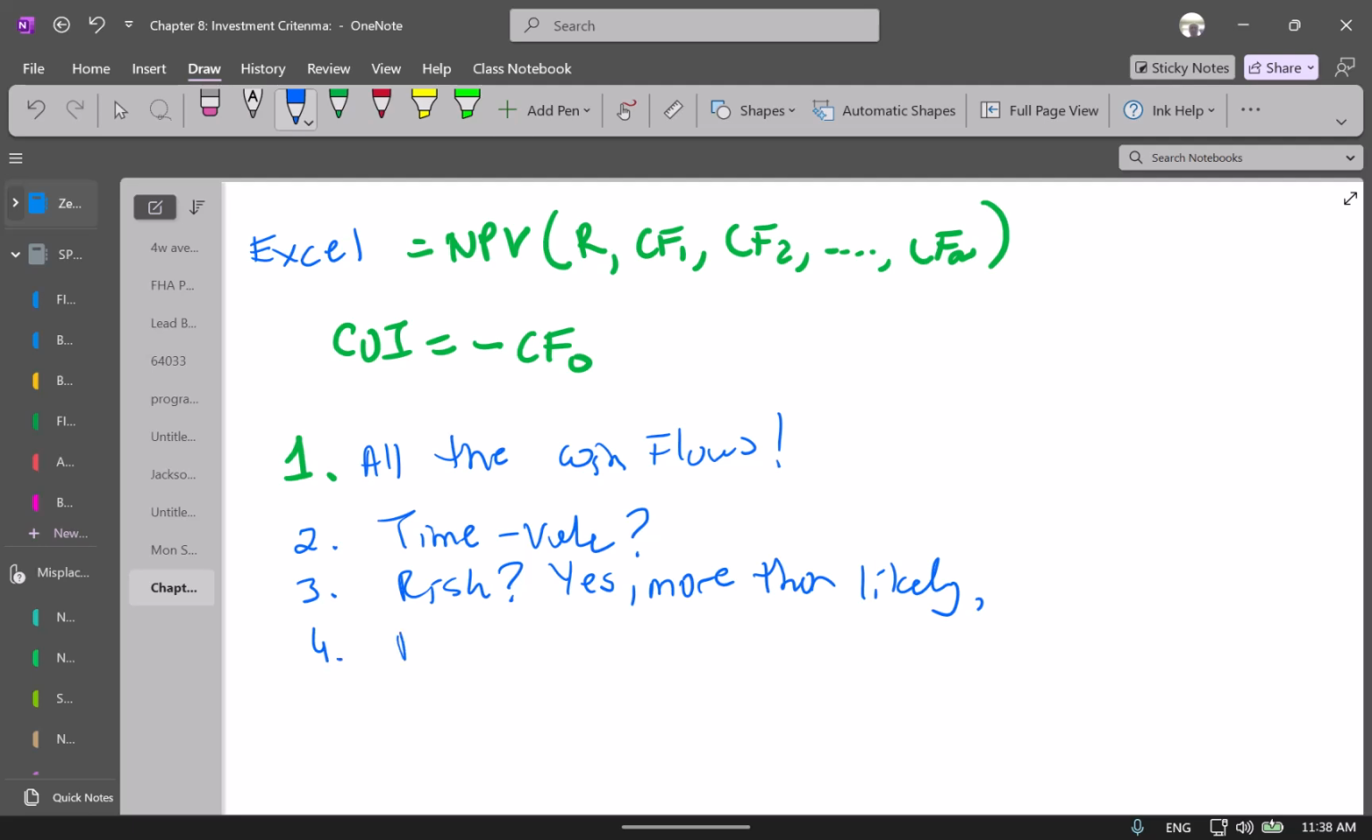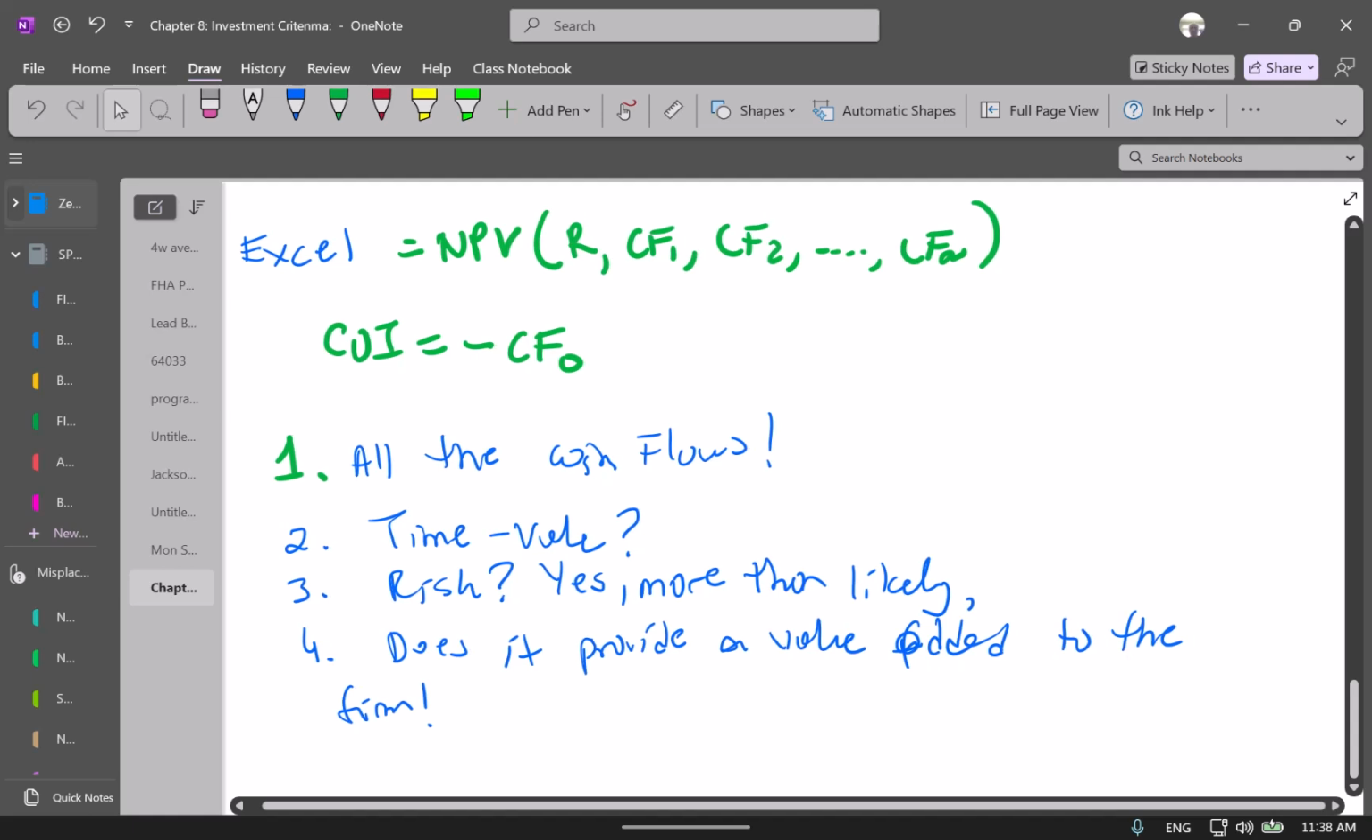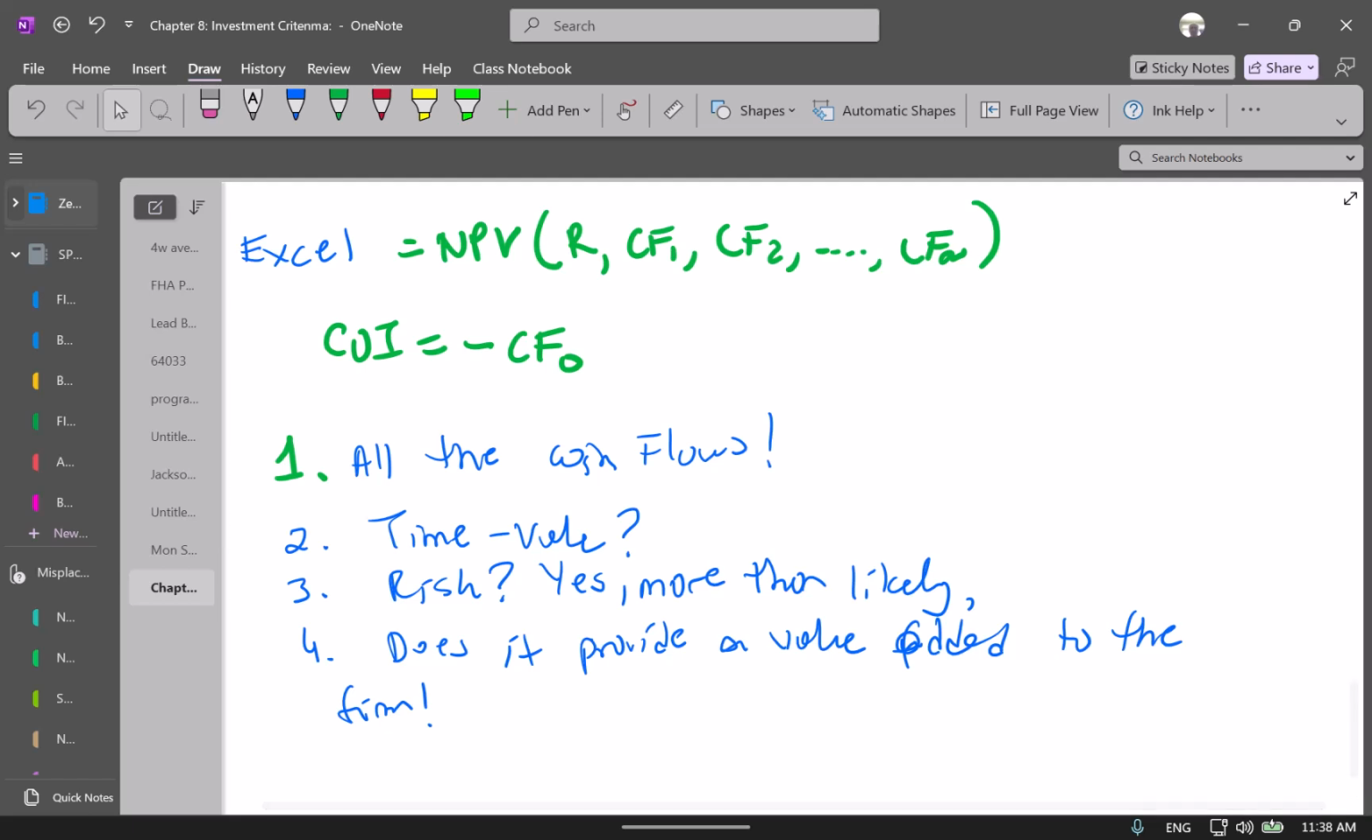And four, does it provide a value added to the firm? And the answer is by definition, yes, because present value of the future cash flows is what you get out of the project. Deduct that from the cost. That's the value added. That's it. So NPV satisfies all of these.